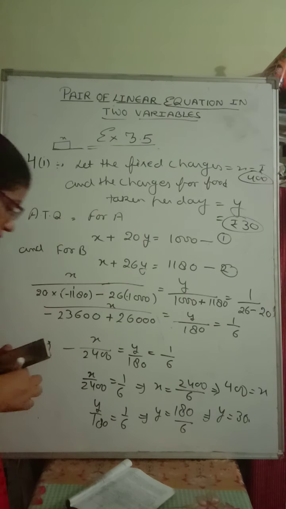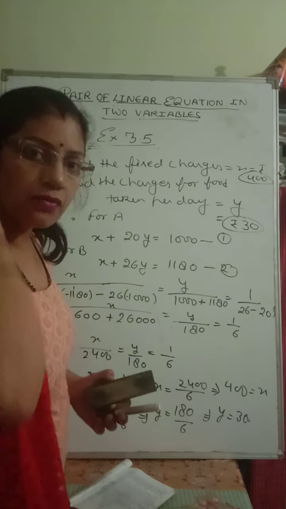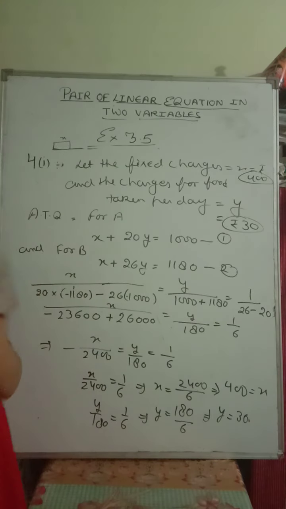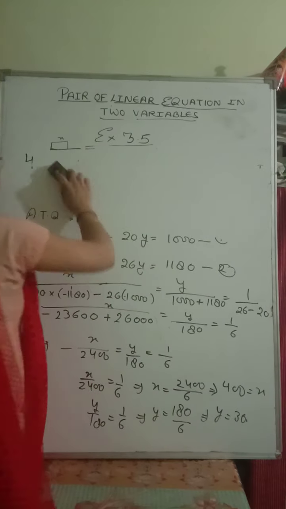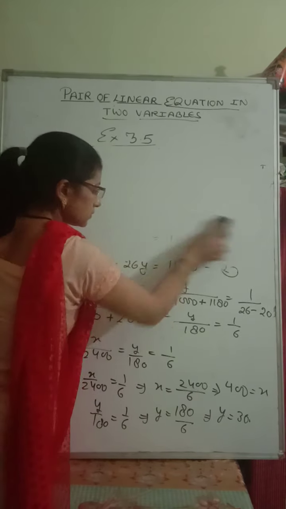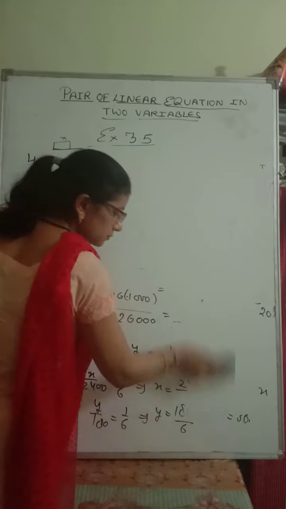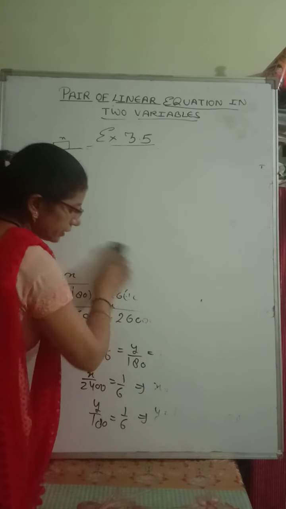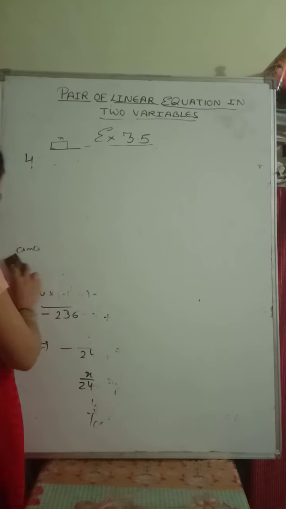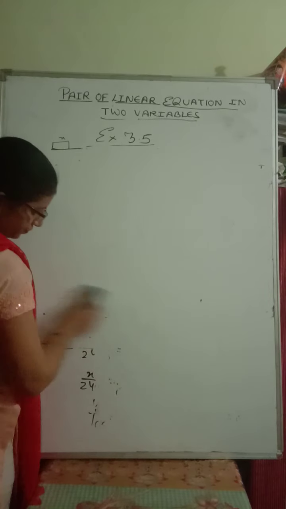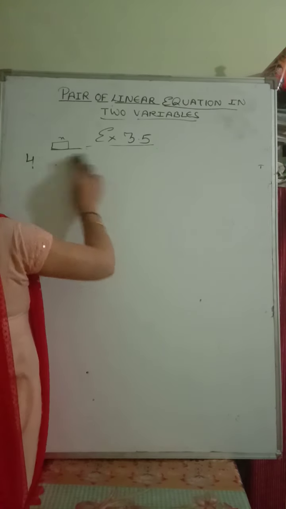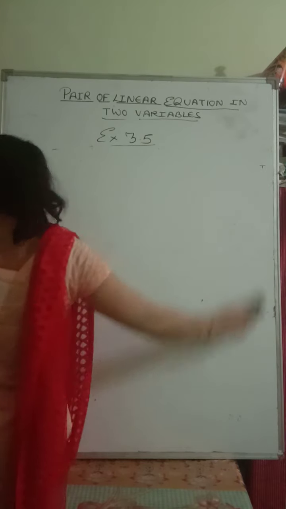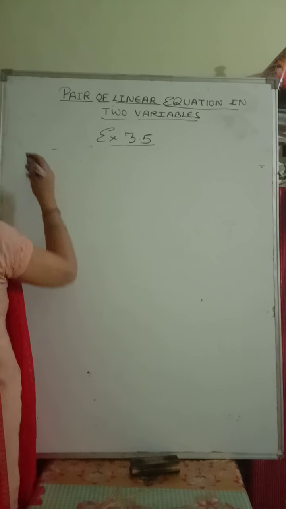Okay, so now come to the second part of the question. The questions are little lengthy, it is taking time. Okay, but you can do by any of the methods. If you don't want to do by cross multiplication method, you can do by any method. This I told you before also.